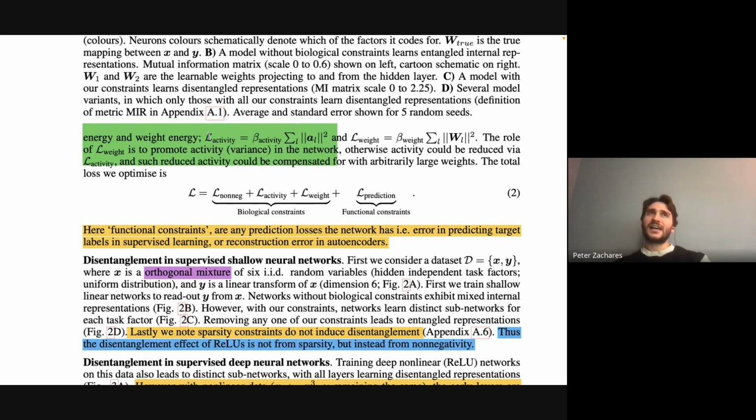So I guess it's not super similar, but it's just that it's also enforcing a constraint on the activations. Yeah.